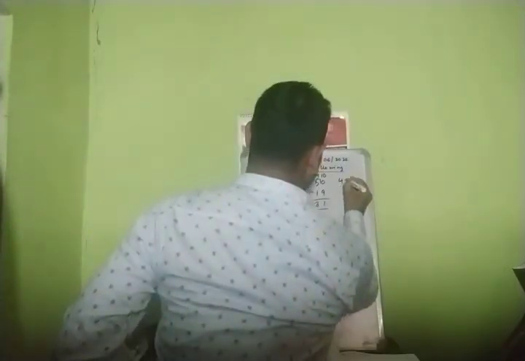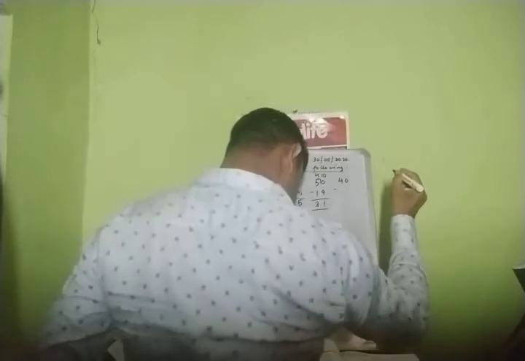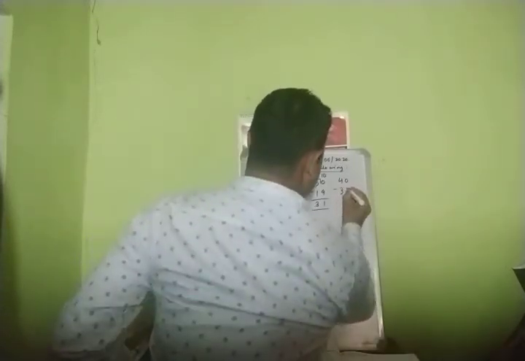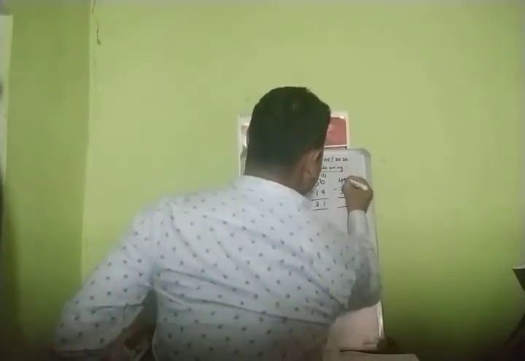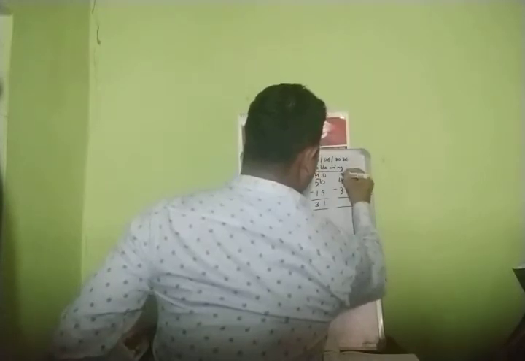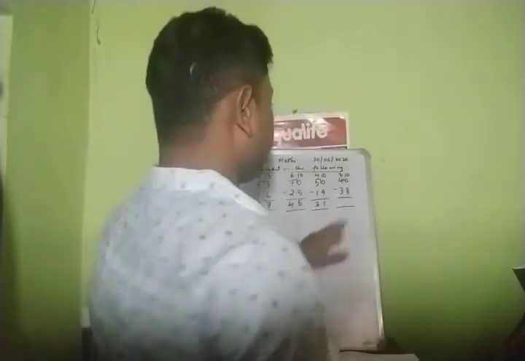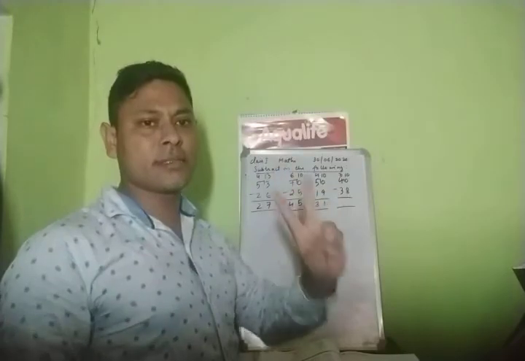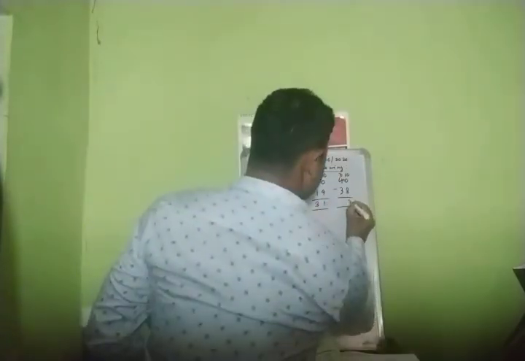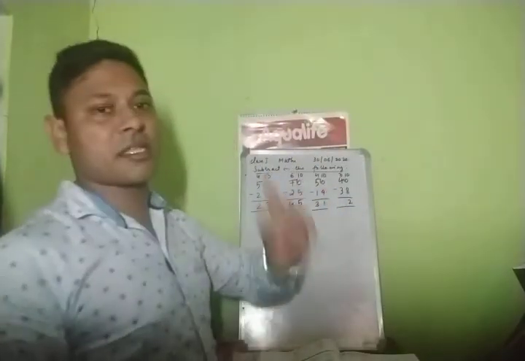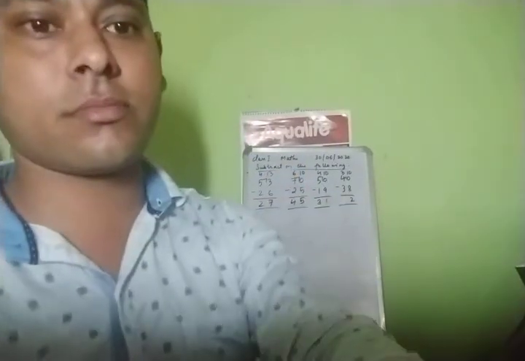Okay. Next. 40 minus 38. Again 0 is there. So 1, 0, 10. From 4 you give 1, 3. 8, 9, 10. 2. 3 minus 3. 3 minus 3. What is there? Nothing. 0. Right? Okay.